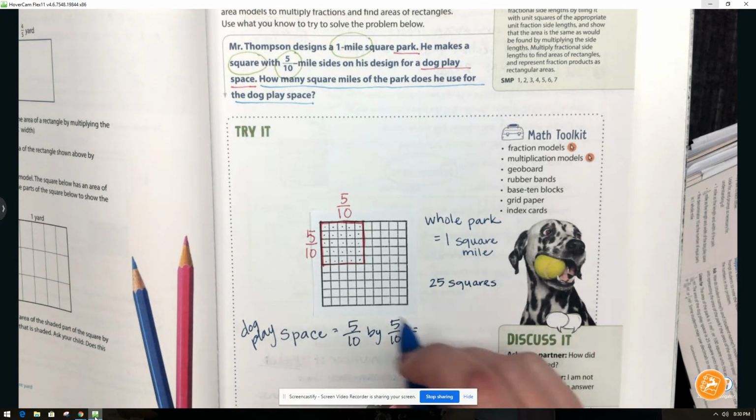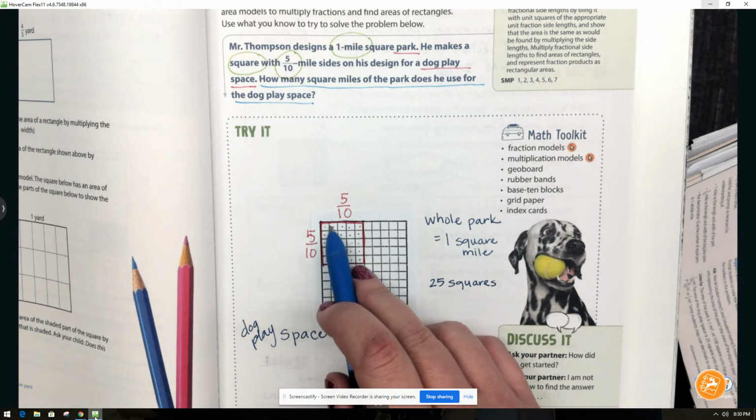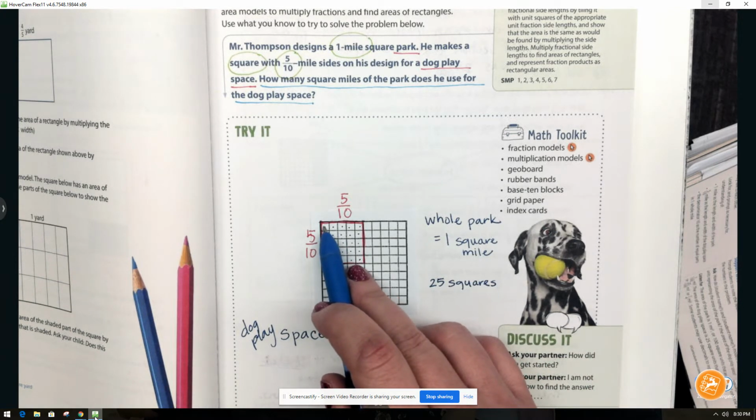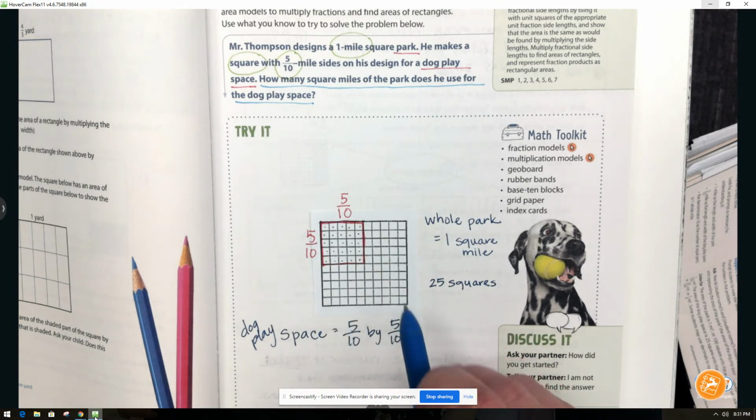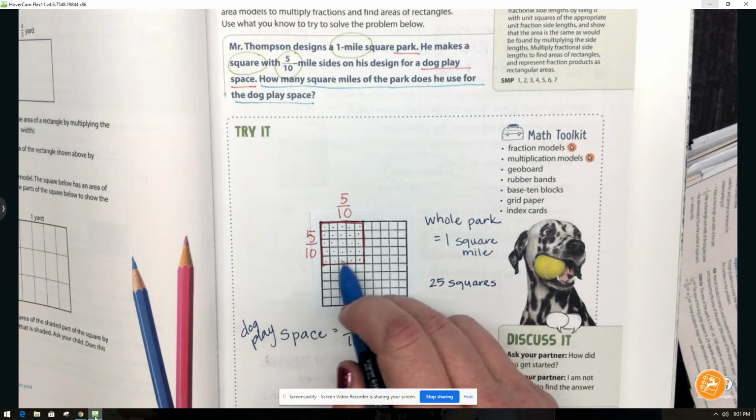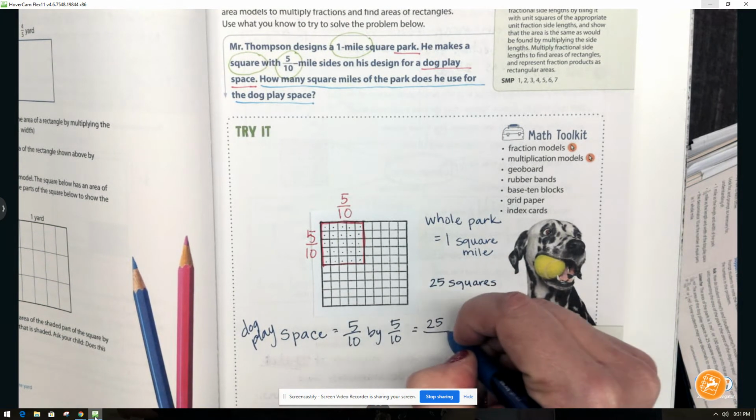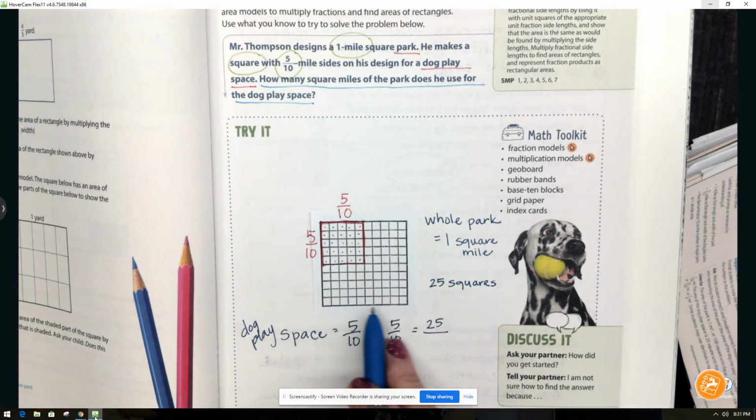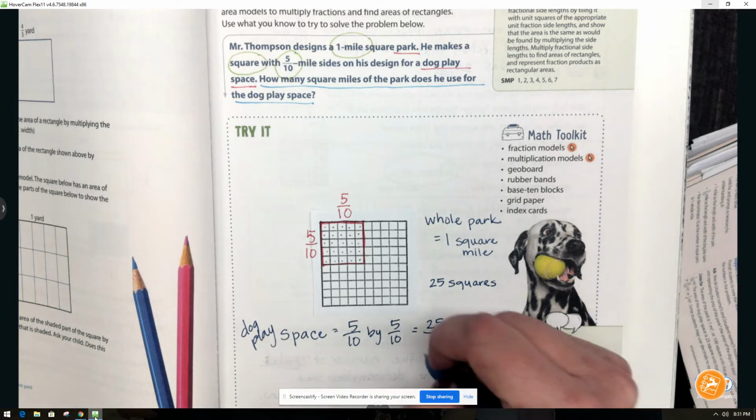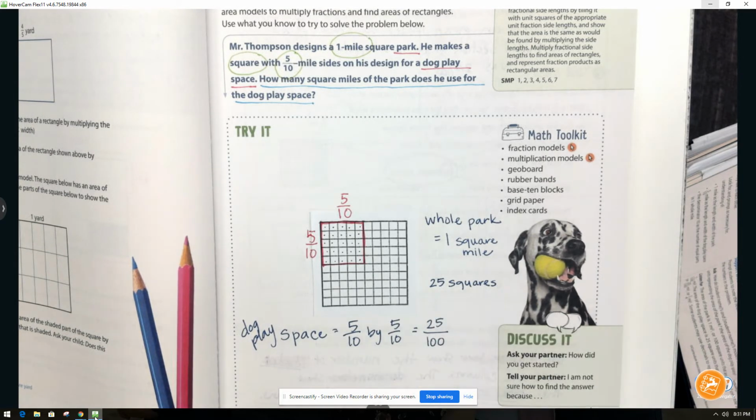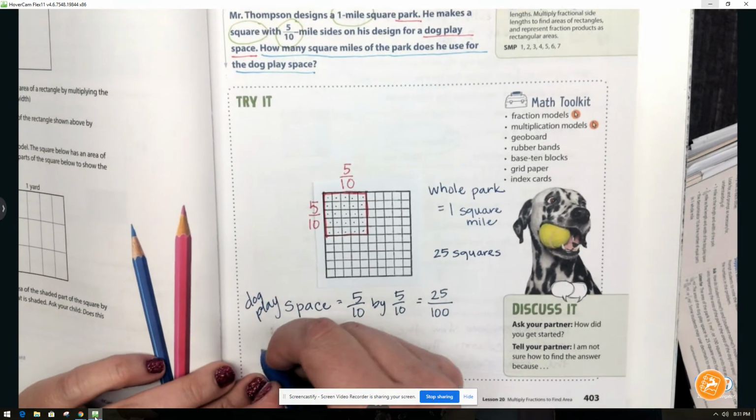1/100th. Yes. Remember that each of these tiny squares is 1/100th. That's why this is called a hundredths grid. So if we have 25 inside of the space, how many do we have in the entire hundredths grid? That's right, 100.